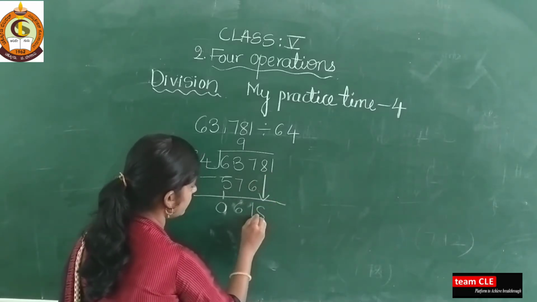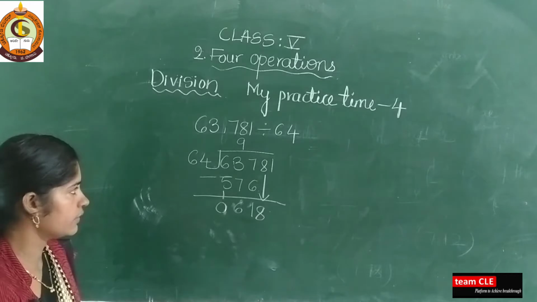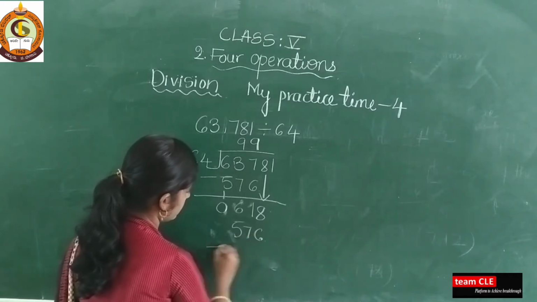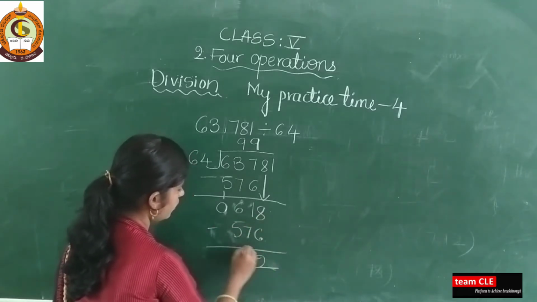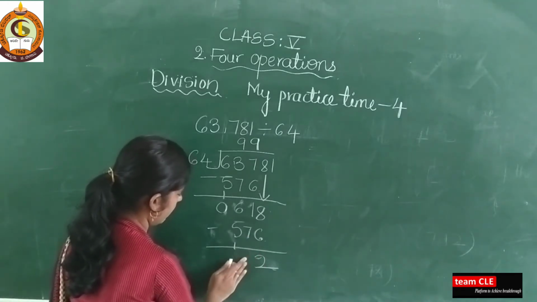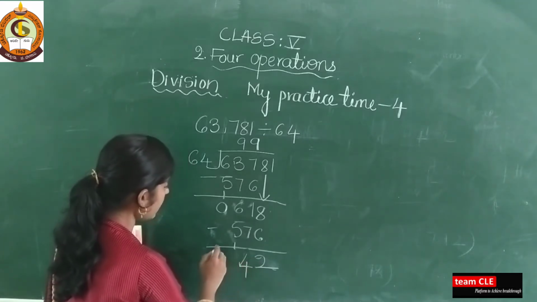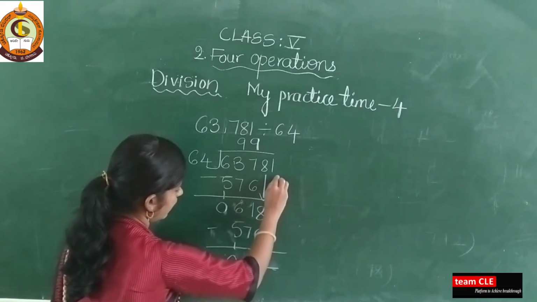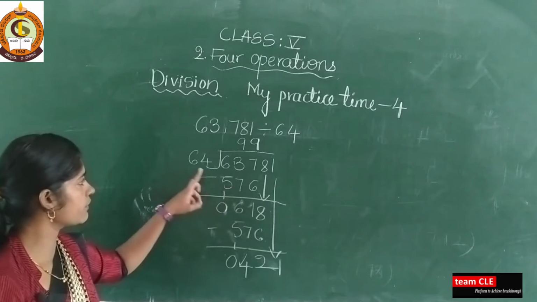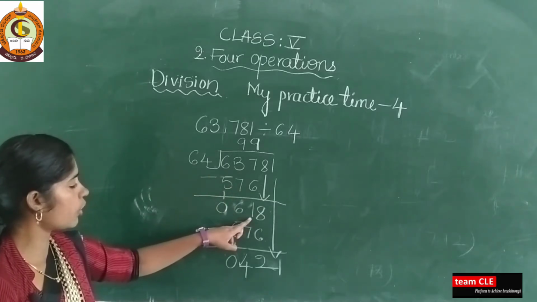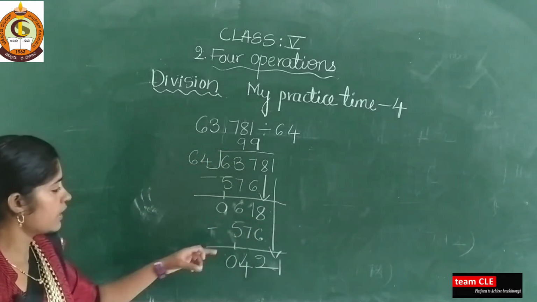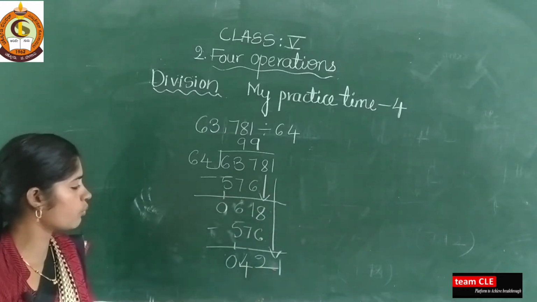Again you take this 8 down. Okay, again I will take nines because 64 nines are 576. Okay, 10 minus 6 is 4 and 11 minus 7 is 4, and here 6 minus 6 is 0. Again you need to take 1 down. So see here, 64 nines are 576. I got here 61 as the remainder. Again I took this down. Again 64 nines are 576. Again I got here 42 as the remainder and I took this down.